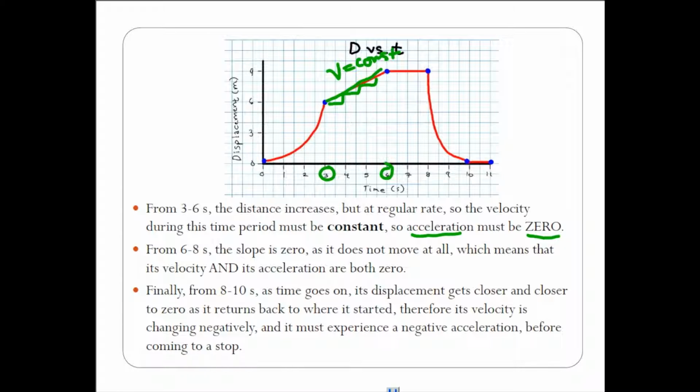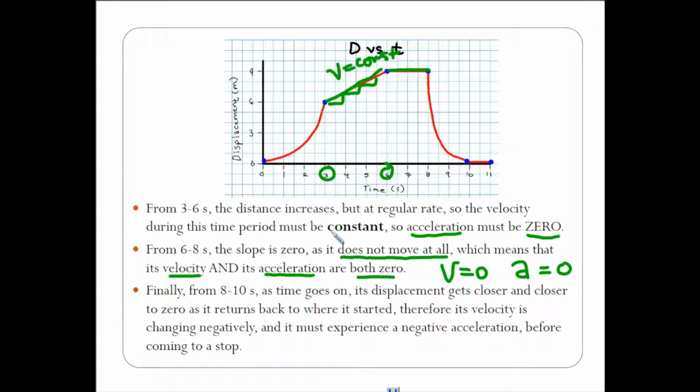From 6 to 8 seconds, the slope of this displacement versus time graph is zero, which means that the object does not move at all, which means that both its velocity and its acceleration are zero. If I'm not moving, my velocity equals zero, and if my velocity equals zero and it's not changing, then that must mean that my acceleration is also zero, because acceleration is the change in velocity over time.